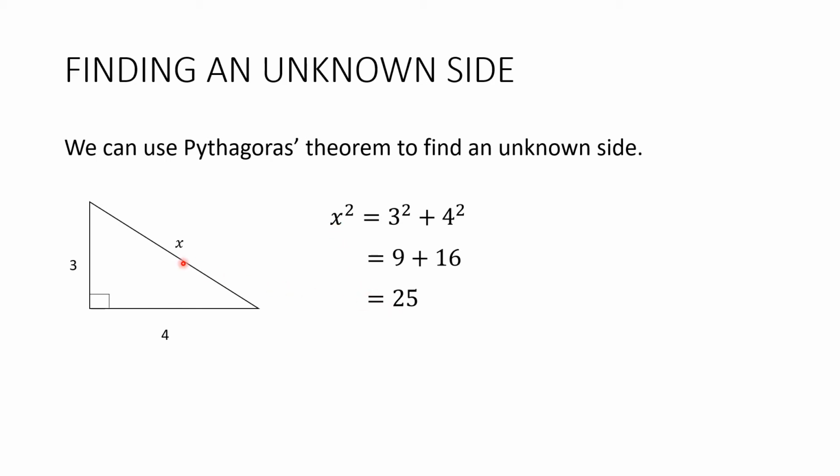Now that's obviously not the answer because 25 is too long for this side. That's because it's x squared. Do you remember how to solve a quadratic equation? How do we get rid of this squared? We do the square root of both sides. Do you remember? So x is equal to the square root of 25, which is 5. So there's our answer. The length of this hypotenuse is 5.